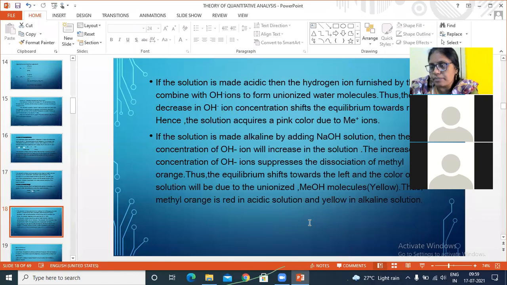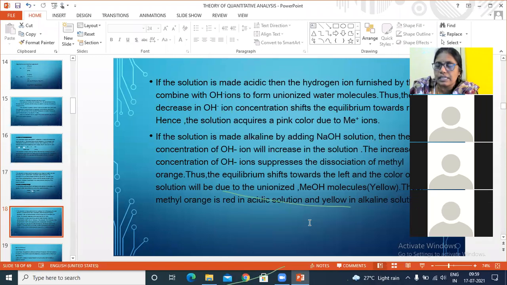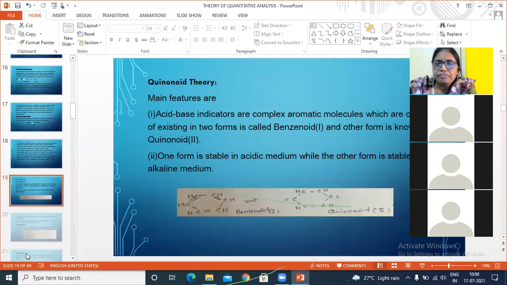Similarly, how does phenolphthalein work? If it is in acidic medium, what is the color, and in basic medium, what is the color of the phenolphthalein indicator? In general, in acid-base titrations, we can use these two indicators: one is phenolphthalein and the other one is methyl orange. You have to remember that.